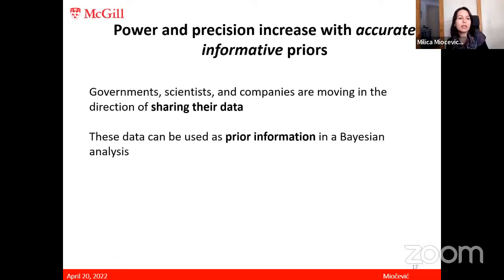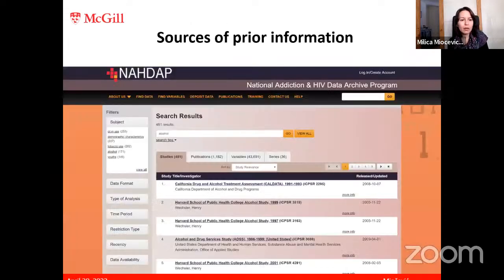So the good news is that governments, scientists, and companies are all moving in the direction of sharing their data. So we have more and more sources of available data to base our informative priors on. So for example, if the topic of interest is alcohol research, this is a completely different database. So I went and just typed in alcohol, and there were apparently 481 studies that evaluated alcohol and had publicly available data on this topic.